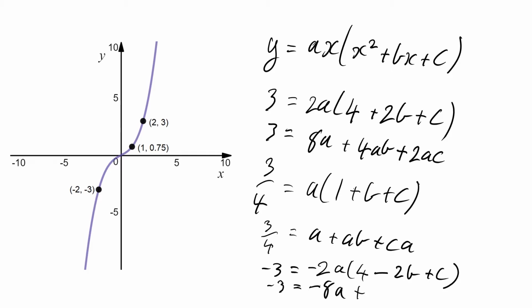8a plus ab, 2ac. So I'm going to do a substitution. I'm just going to make this negative and then sub them together. That way I will isolate the a and b.